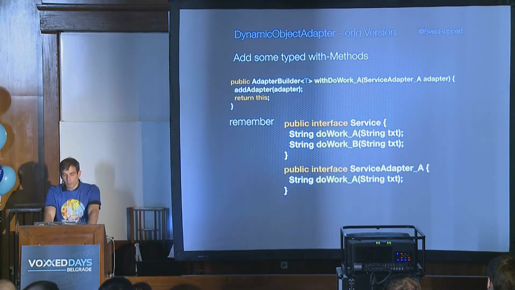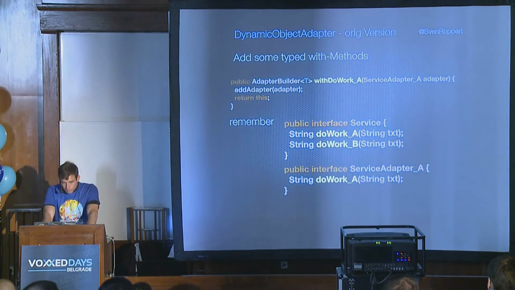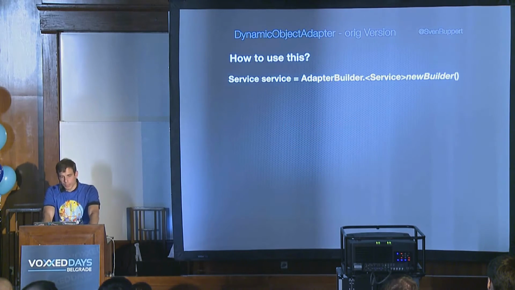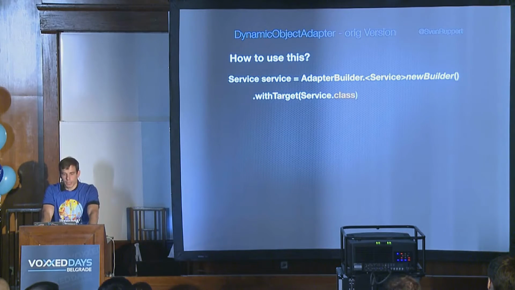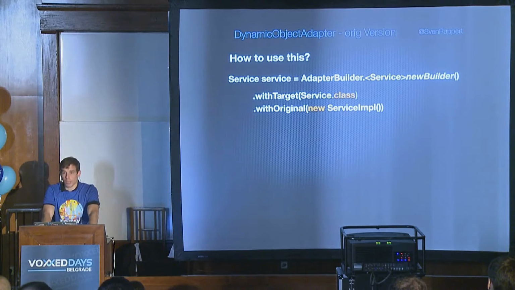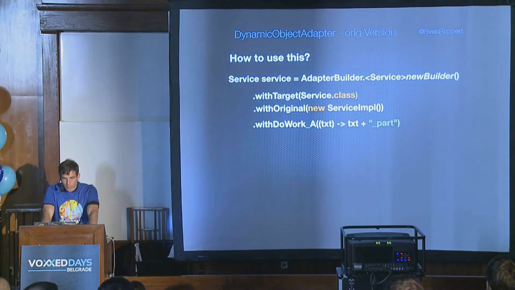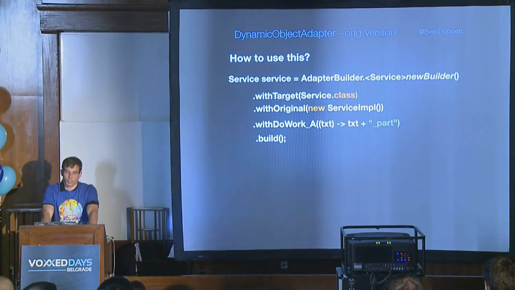So the main problem here is, let's see how to use it. You can use it if you put it through a builder, where you say with a target, that is the interface I want to target, with the original. It could be null if you're invoking only one method, for example. Then add a functional interface to write an adapter and say, give me the proxy for this. That's it.